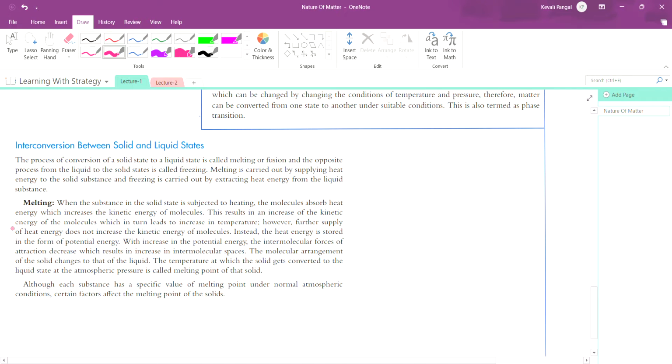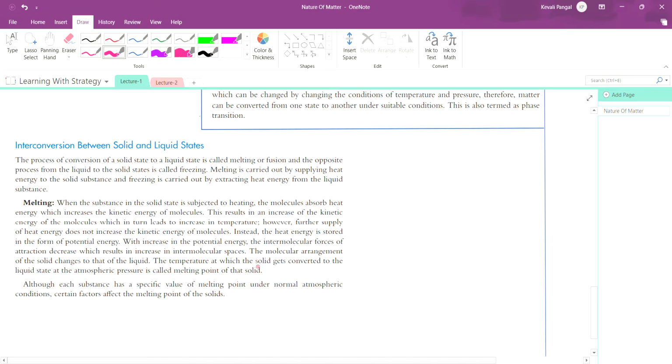However, further supply of heat energy does not increase the kinetic energy of molecules. Instead, the heat energy is stored in the form of potential energy, which can be used further and gets converted to kinetic energy. So with increase in potential energy, the intermolecular forces of attraction decrease, which results in increase in intermolecular spaces. The molecular arrangement of solid changes to that of liquids.